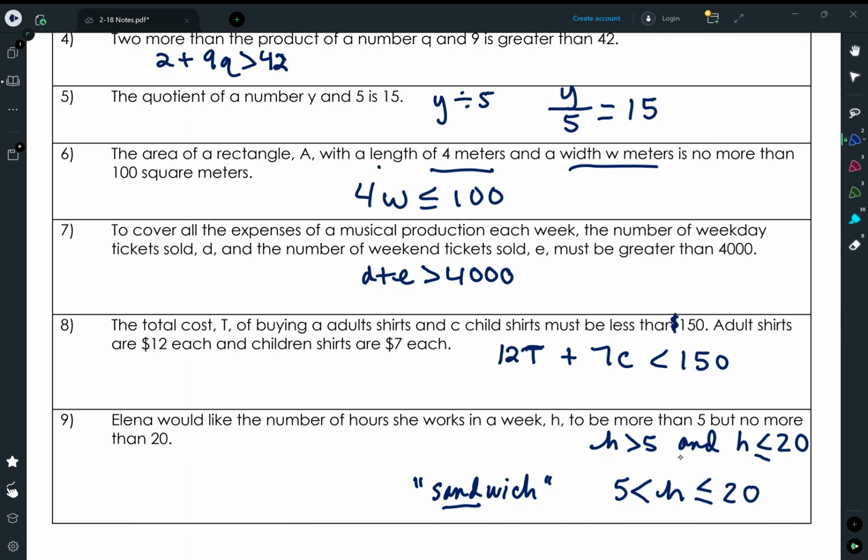But again, we can only write it when it says "and." If your statement is one thing or another thing, then I cannot sandwich it. It's not really just going to be between two things. Then we have to do a little bit more work.